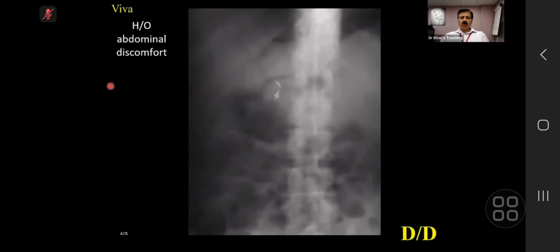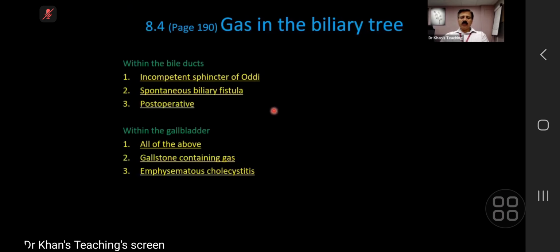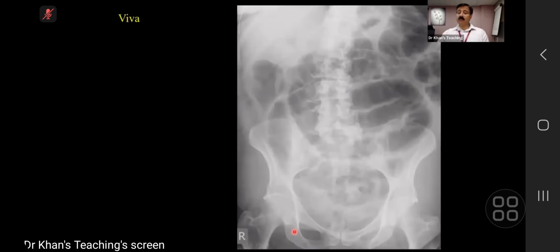So this is a case of gas in the biliary system. And gas in the biliary system is nothing important. You know, gas in the portal vein is very important, but gas in the biliary system is not all that important, because one of the usual causes is an incompetent sphincter, which can happen in old age.